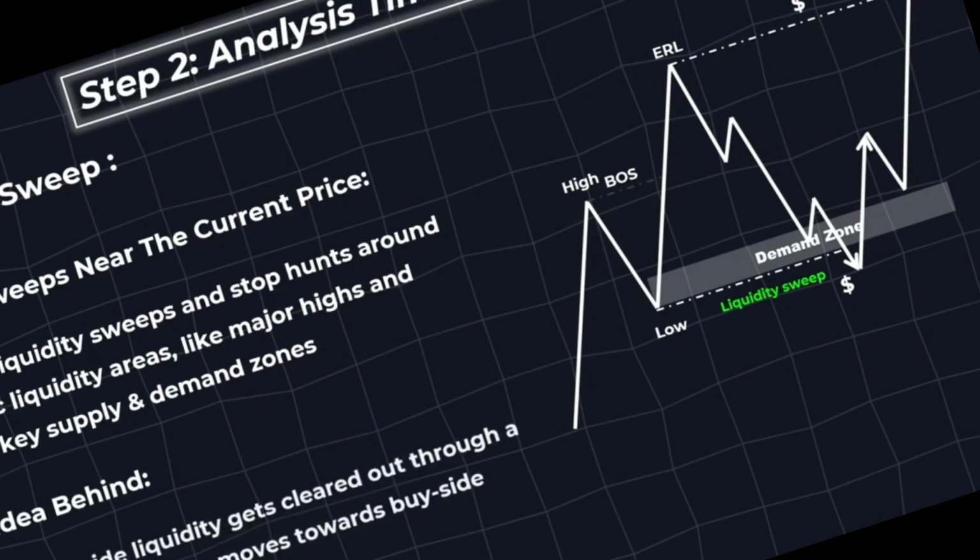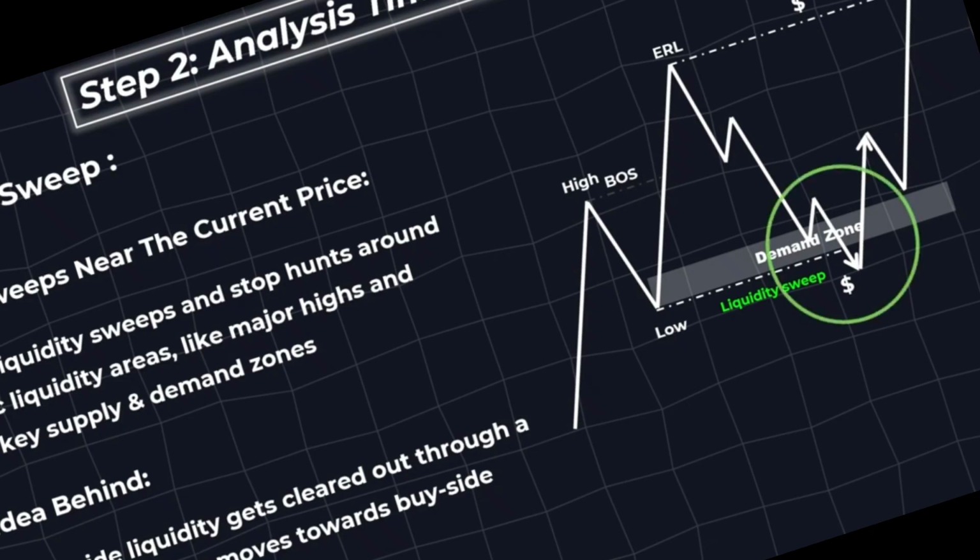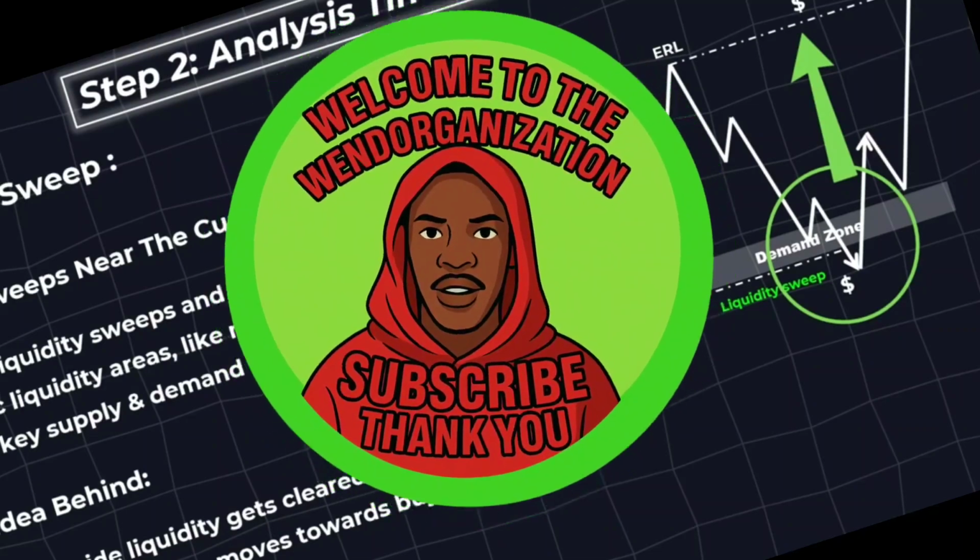The idea behind identifying liquidity sweeps in our daily bias is simple. When sell-side liquidity is cleared out through a sweep, the price often moves towards buy-side liquidity, and vice versa. This understanding helps us predict the next likely move of the market, especially when we're analyzing the 30-minute, 1-hour, and 15-minute timeframes.